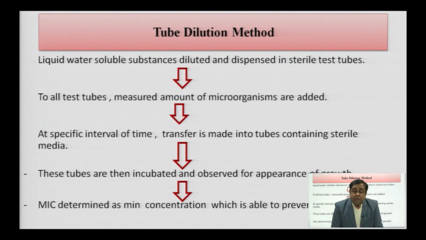And similarly, as we have done in the previous method, minimum inhibitory concentration will be that minimum concentration which will be in a position to prevent the growth of the microorganism. That is, MIC will be that particular concentration which is active enough to prevent the growth of the bacteria.